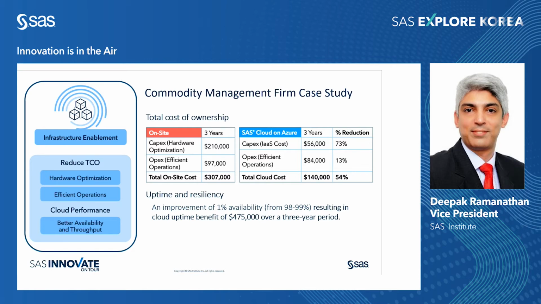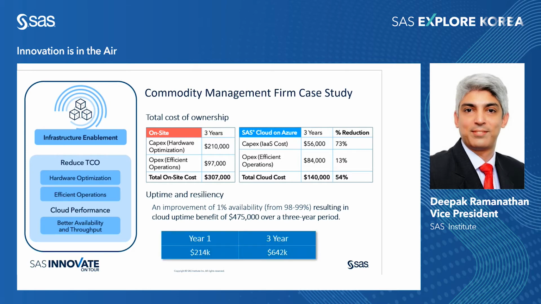So these are the advantages when you start looking at it from an infrastructure perspective. Key things: you're trying to reduce TCO, optimize on your hardware, build better efficient operations, and more importantly, better availability and throughput of the cloud performance. So let's take a look at the second pillar, right? But before we do that, here are the benefits that the customer gets between year 1 and year 3. So you're looking at a year 1 saving of $214,000. By the 3rd year, that's going to be close to $642,000 over a 3-year period.